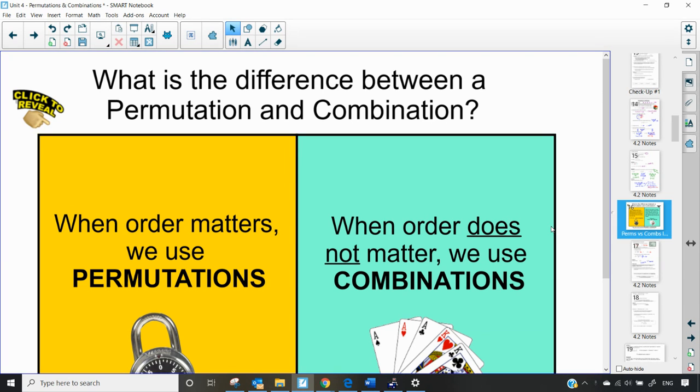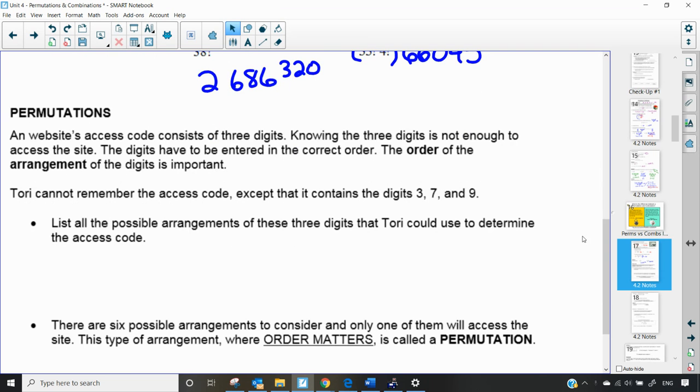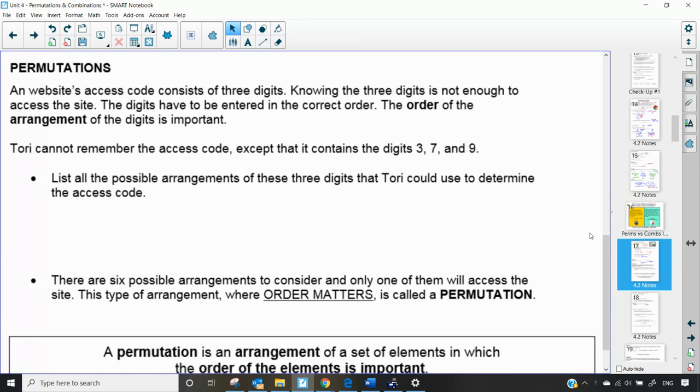So in the last lesson, we were looking at factorial notation, what that is, how to break it down, and then how to solve equations using factorial notation. Today, we're going to look at permutations. And so a permutation, again, relates to things where order matters. So we're going to go through a series of examples, and I'm also going to show you how to do permutations using your calculator.